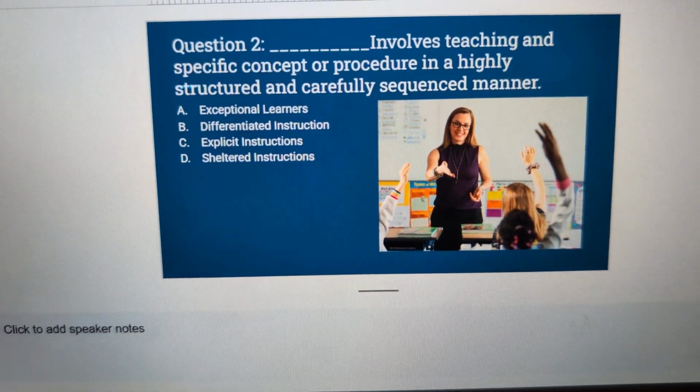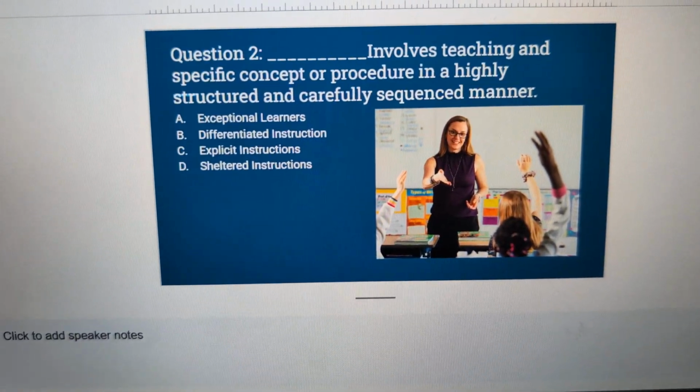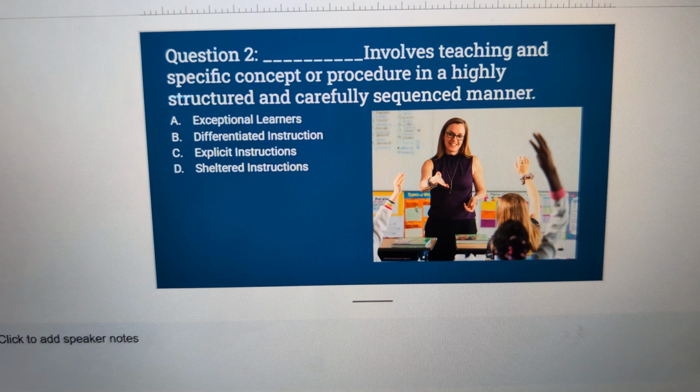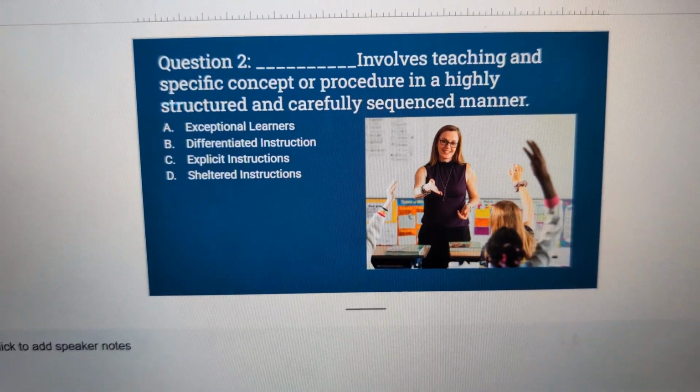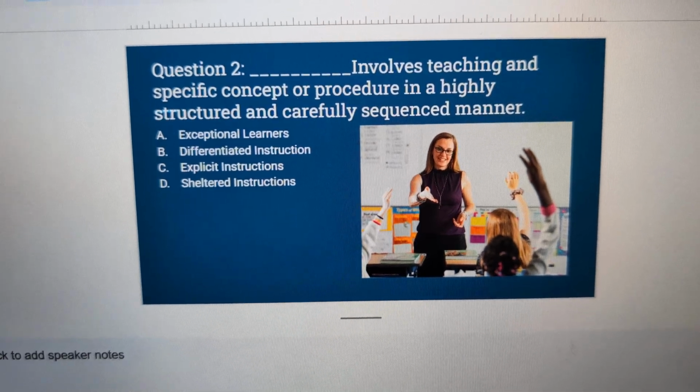Question 2 says, blank involves teaching specific concepts or procedures in a highly structured and carefully sequenced manner. The answer is C, explicit instruction.